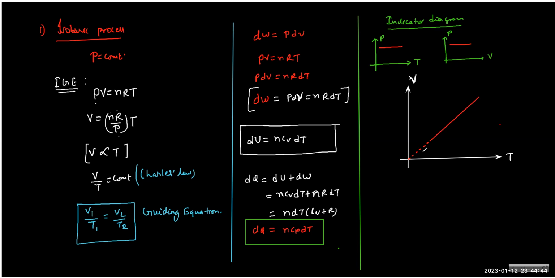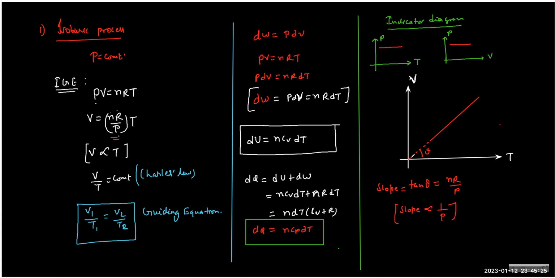So what is the slope representing? What is tan theta? V by T. So how much is tan theta? It is NR by P. Do you realize this? So the slope is here, and now this is the crucial part. The slope is going to be inversely proportional to pressure. So a high pressure system will have lesser slope in the VT graph. This is very typical. I hope you have done this before.